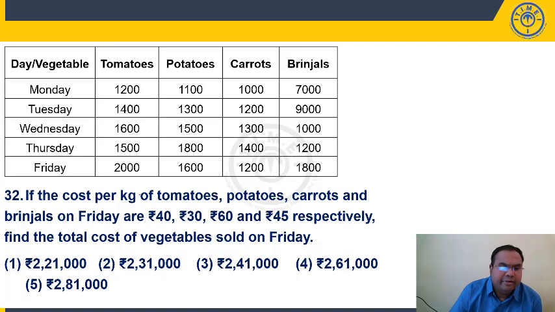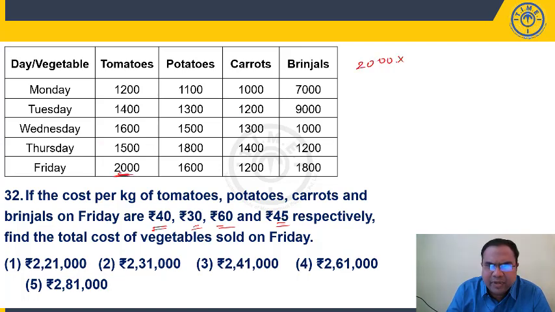Question 32. If the cost per kg of tomatoes, potatoes, carrots and brinjals on Friday are 40 rupees, 30 rupees, 60 rupees, 45 rupees, find the total cost of vegetables sold on Friday. See, the first 3 questions are very easy. This is slightly time consuming because we need to find the total cost. You have to multiply. How will you get the total cost? Price per kilo multiplied by number of kilos. Friday, if you take tomatoes, 2000. You can ignore 2 zeros and at the end put 2 zeros in the answer.